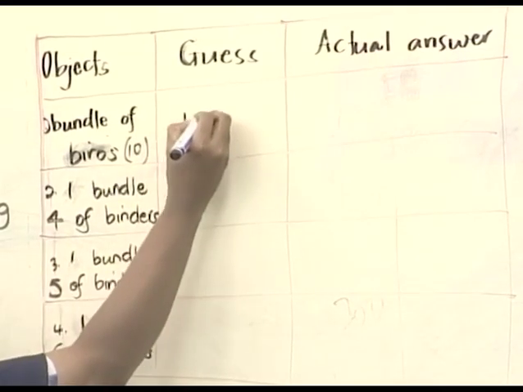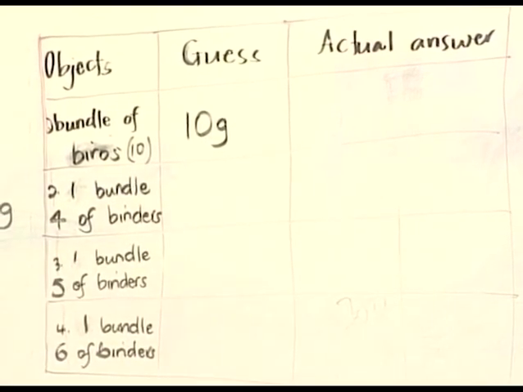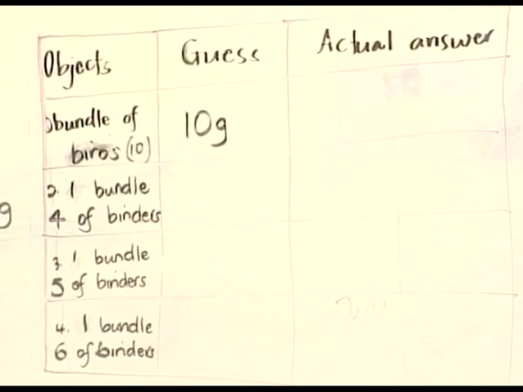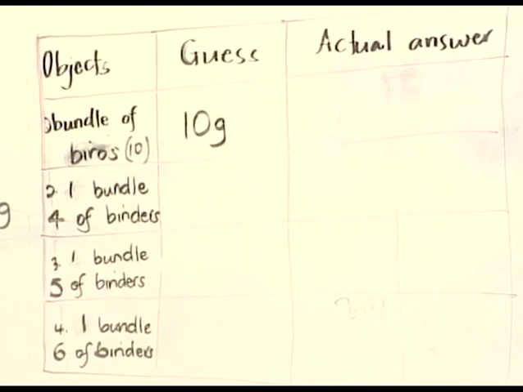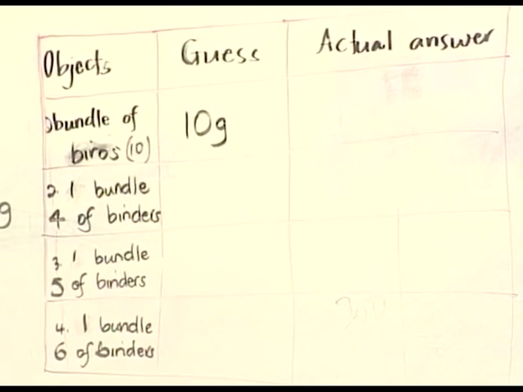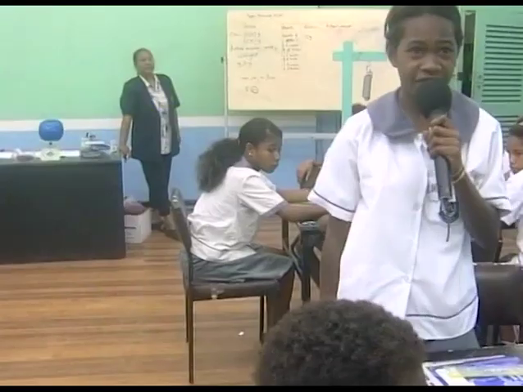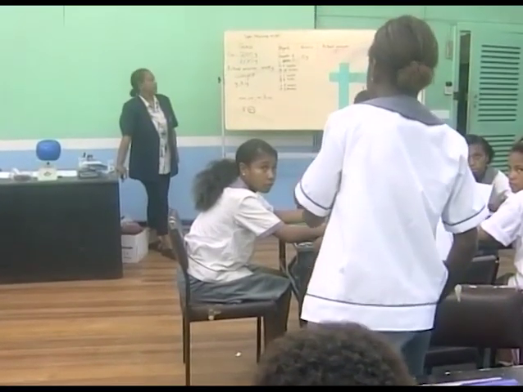Ten grams. 10 grams, good. That's group number 4. Their guess, 10 grams. I'm writing it down. What about, let's say, group number 2, one bundle of 4 binders. Group number 2, what is your guess? 30 grams. All right, good.